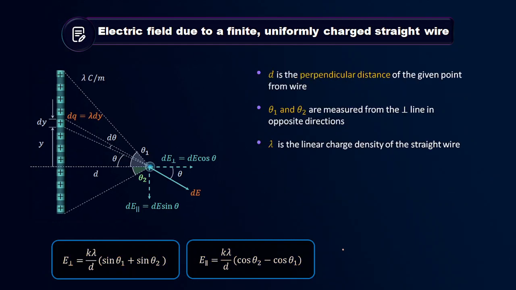Now, what is d? d is the perpendicular distance of the given point from the wire. Theta 1 and theta 2 are measured from the perpendicular line in opposite directions. Suppose this is the wire, and from this point P we want to find the electric field. Theta 1 and theta 2 we measure from this perpendicular line to the ends of the wire. So this is theta 2, this is theta 1. In some books they use alpha, beta, whatever you want you can use, not an issue, right? What is lambda? Lambda is the linear charge density of the straight wire.